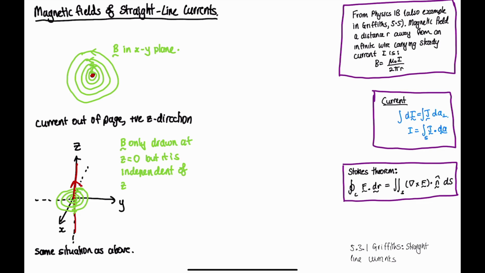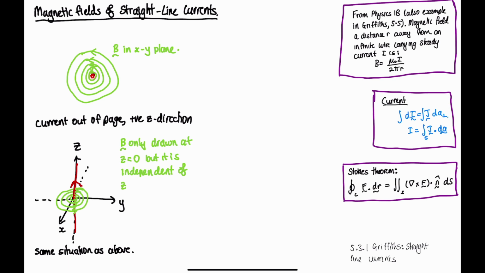So what we're going to consider now is the magnetic fields around straight line currents. Now, we have seen the equation previously in Physics 1b for the magnetic field around a straight wire carrying a steady current, and it's given by B is equal to mu naught I divided by 2 pi r, where r is the distance from that wire.